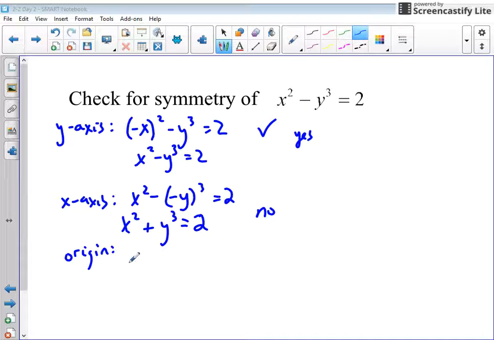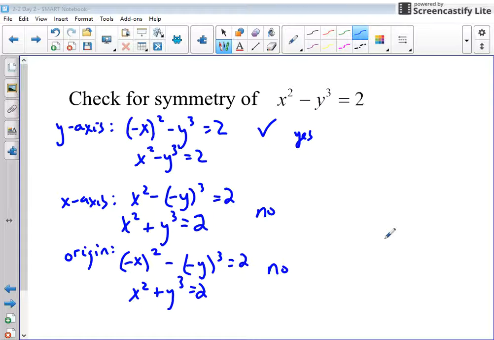Checking for symmetry with respect to the origin, what we do is make both the x and the y negative, and we're going to see what happens. If we square the negative x, that does give us a positive x squared. If we cube the negative y, that actually gives us a negative y cubed, but then we subtract that, so that becomes plus y cubed. Again, this is not the same as the original equation, therefore there is not symmetry with respect to the origin.